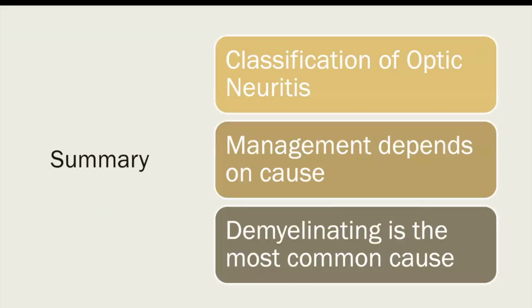So that brings us to the end. Essentially, we've just talked about the classification of optic neuritis, how you manage it, and a lot of it will depend on what you think is driving the optic neuritis. And the most common thing you're going to come across is demyelinating disease, which is typically MS, but you also need to consider other causes of demyelination as well.